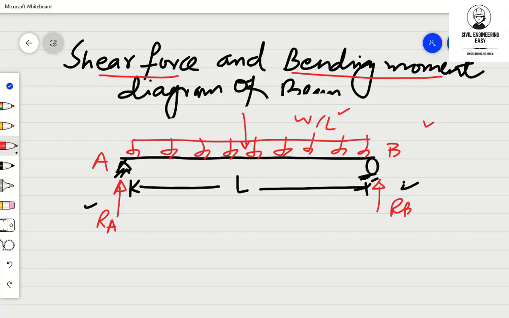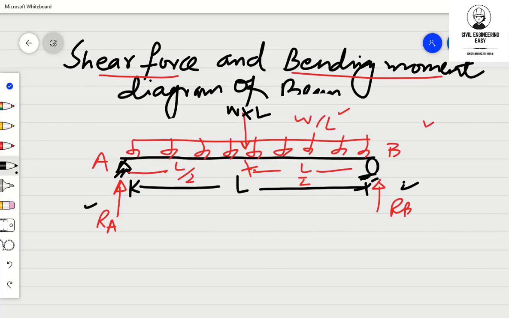By simply multiplying the distributed load with the span of the beam, that is WL. This point load will be applied at the mid span of this beam, that is L by 2 from one face of the support and L by 2 from the other face of the support. After that, we will calculate the reaction at support A and the reaction at support B.